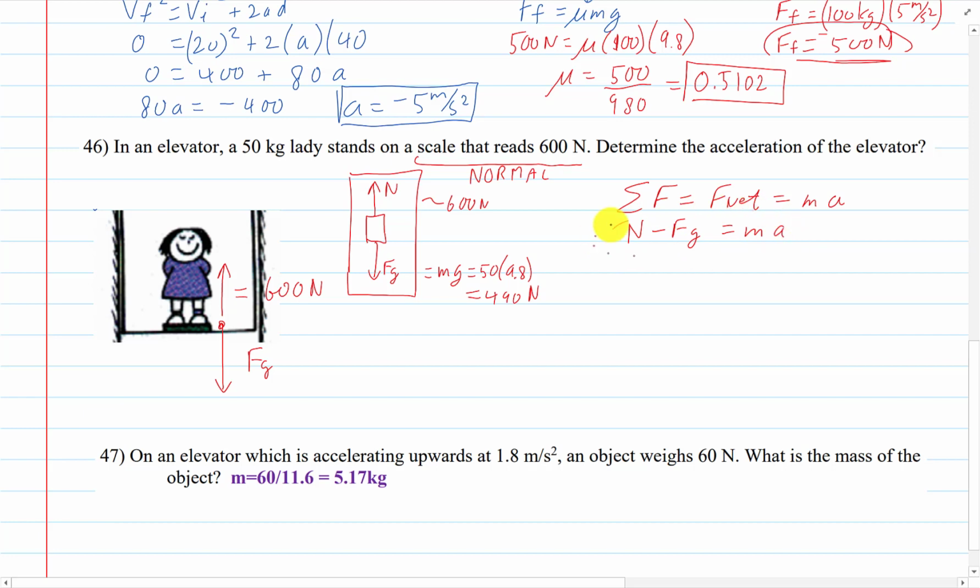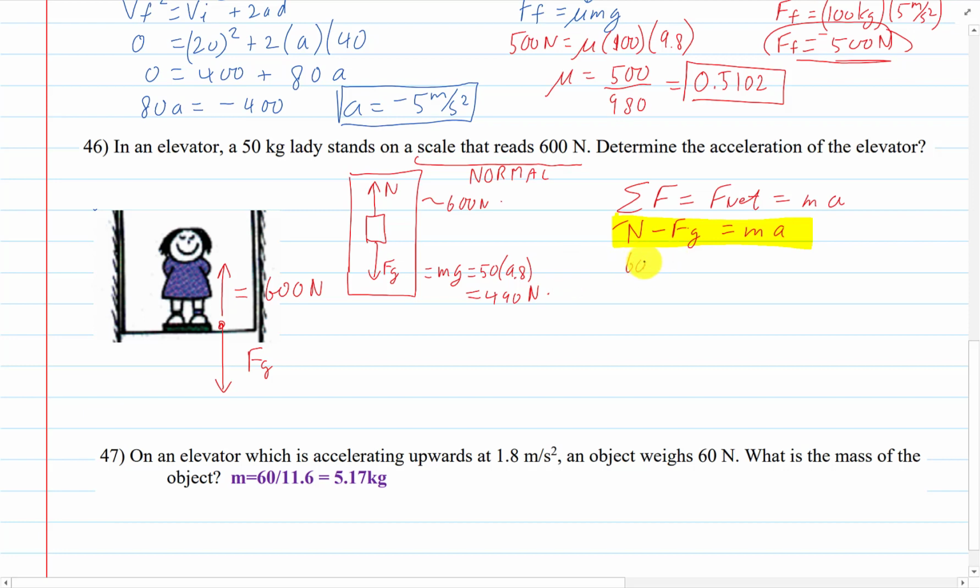Is this always going to be it? Well, if it's accelerating up, yes. And if it's accelerating down, it's going to be force of gravity minus normal. So this is an important formula. That's for an elevator accelerating up. We didn't know which way it was, but we determined both the forces and we knew which one's winning.